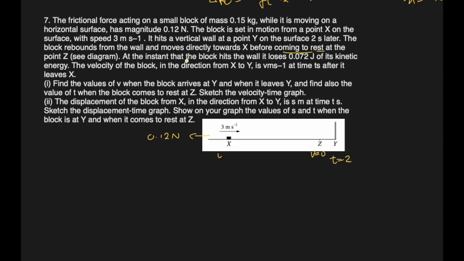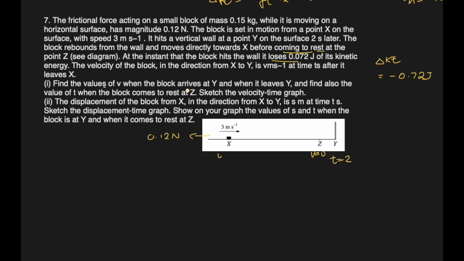At this instant that the block hits the wall, it loses 0.72 joules. So delta KE, change in kinetic energy, is minus 0.72 joules because they said loses, so we'll say minus. The velocity of the block in the direction from X to Y is V meter per second when it is going in this direction after it leaves X. Find the values of V when block arrives at Y here, and when it leaves Y. Find also the value of T when the block comes to rest.